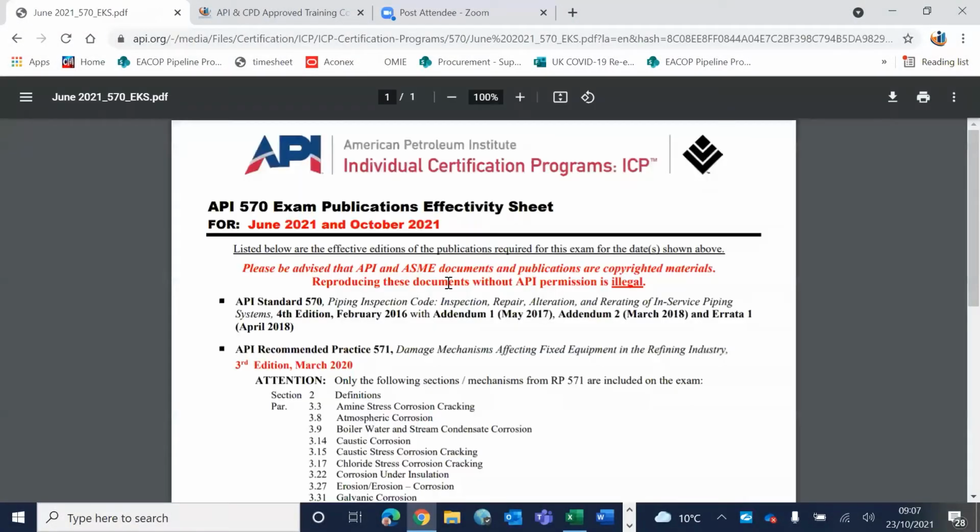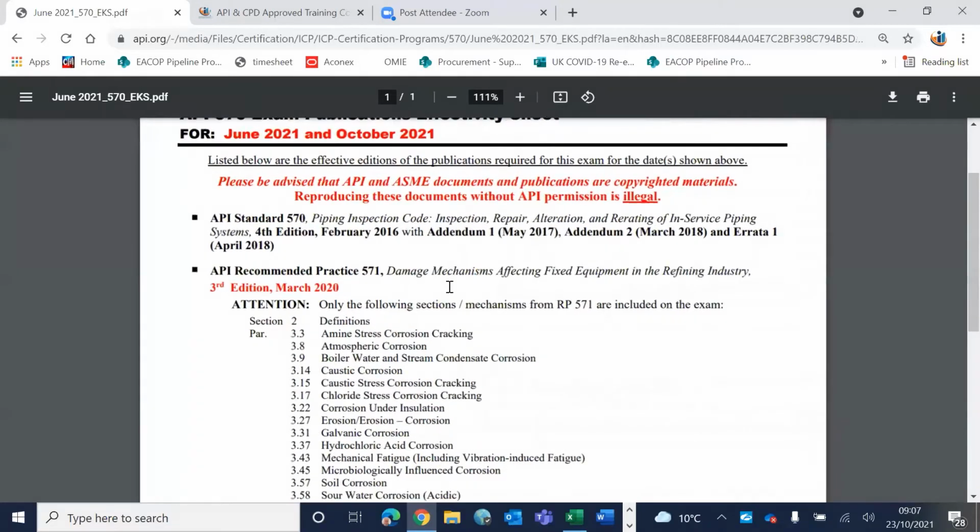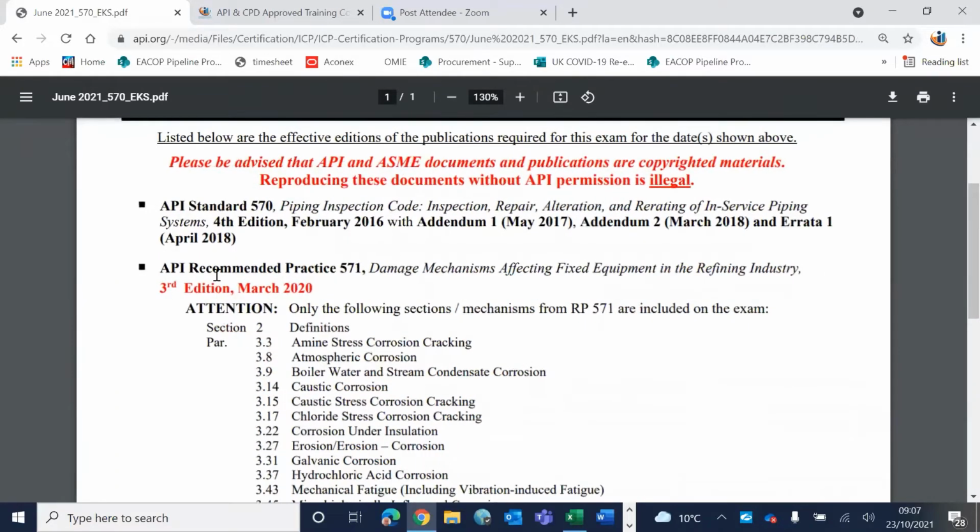Okay, if you go to publication effectivity, which is currently running for October, you can see that anything in red means there was a revision from the previous one. So the previous revision was an older revision. Now the revision you have to study for API 571, for example, here is 2020.